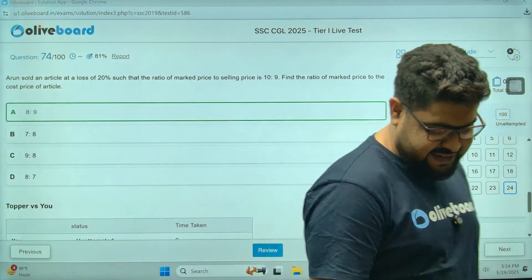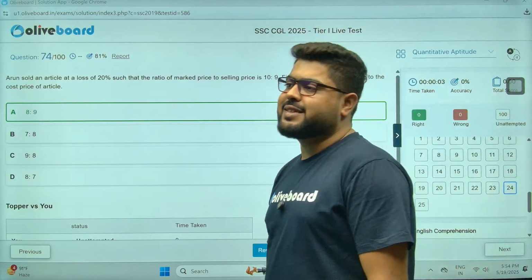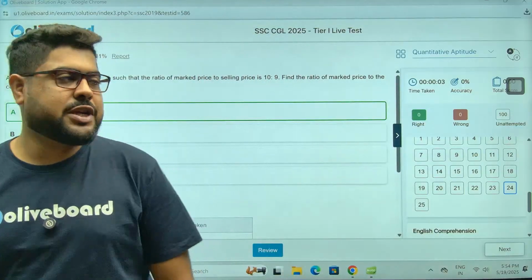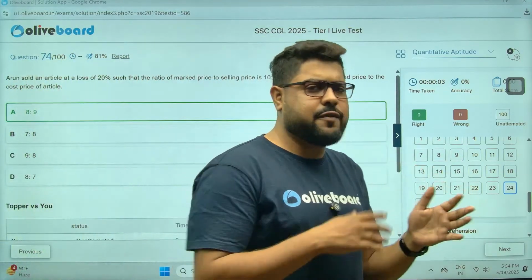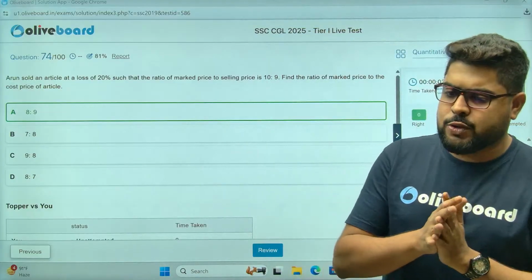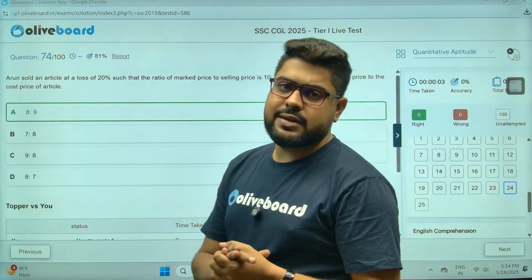Okay, everyone. So that was our mock solution for SSC CGL. The calendar is out, everything is out. So definitely this is the time to put your foot on the accelerator.